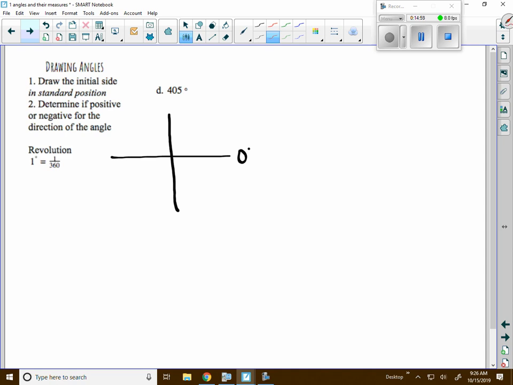45 degrees. So would you agree with me that we have our terminal side here? We're going to do a full revolution plus another 45. So really it would be like that. We started here at our initial side, went all the way around plus another 45. Any issues? Okay. Was it positive or negative? Positive.